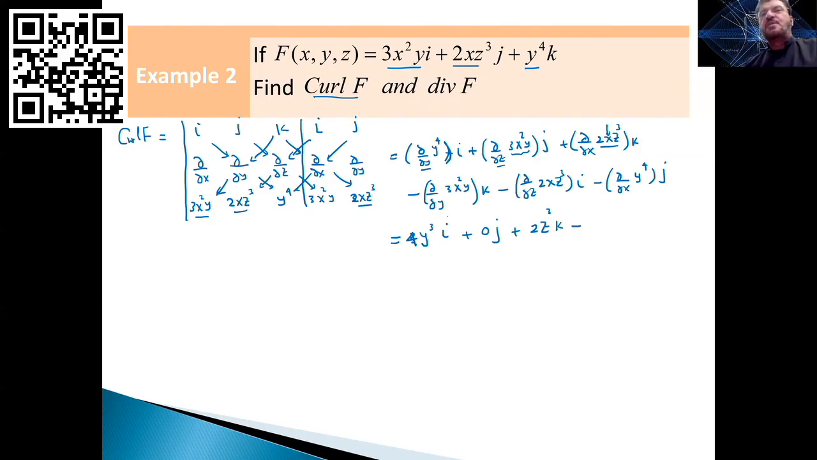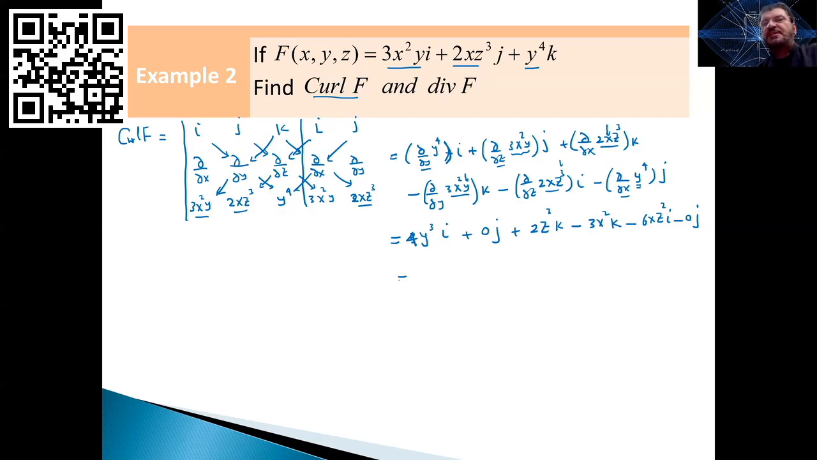Now minus. What's the derivative of this with respect to y, guys? The derivative of y is 1. Everything is constant. So this is a 3x squared k. Minus. What's the derivative of this with respect to z? We only differentiate z cubed, which is 3z squared, and there is a 2. So 6xz squared i. How about this one? What's the derivative of y to the 4 with respect to x? There is no x to differentiate, so y is constant. So this is minus 0j.